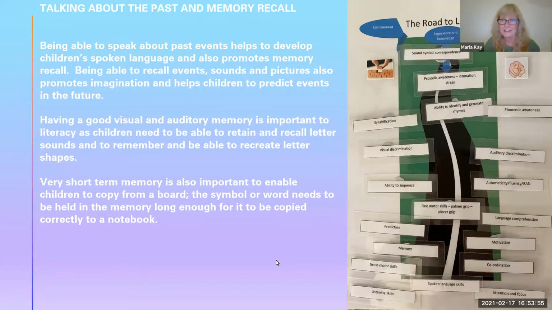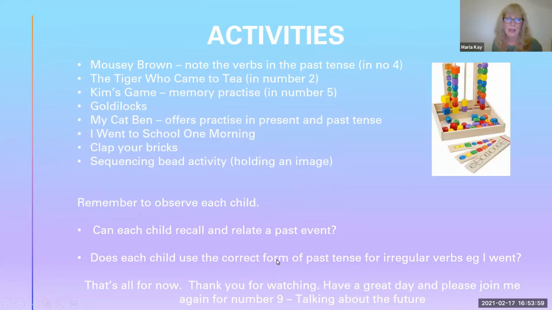Let's have a look at some activities that can help us. There are lots. So we did Mousy Brown, because that is in the past, so you're talking about what happened to this mouse. Up the tall white candlestick climbed little Mousy Brown. That was in number 4. And The Tiger Who Came to Tea. It's a story about what happened. It was in the past. That's in number 2, so we won't put it in here again.